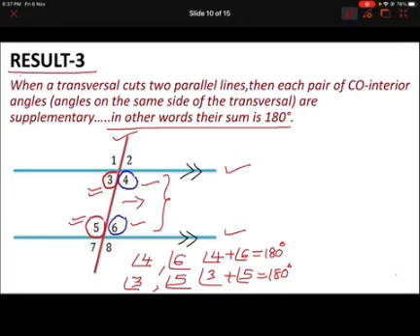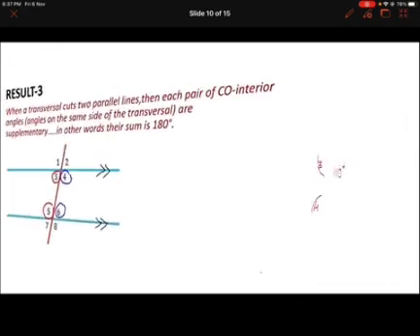What does result 3 say? When two parallel lines are cut by a transversal, the co-interior angles, 4 and 6 one pair and 3 and 5 one more pair, how do they behave? Their property is, when you add angle 4 and angle 6, the sum will always be 180 degrees. That is supplementary. I hope you understood that. Remember, this is the third result: co-interior angles are not equal like corresponding and alternate angles, but they are supplementary, meaning the sum is 180 degrees.